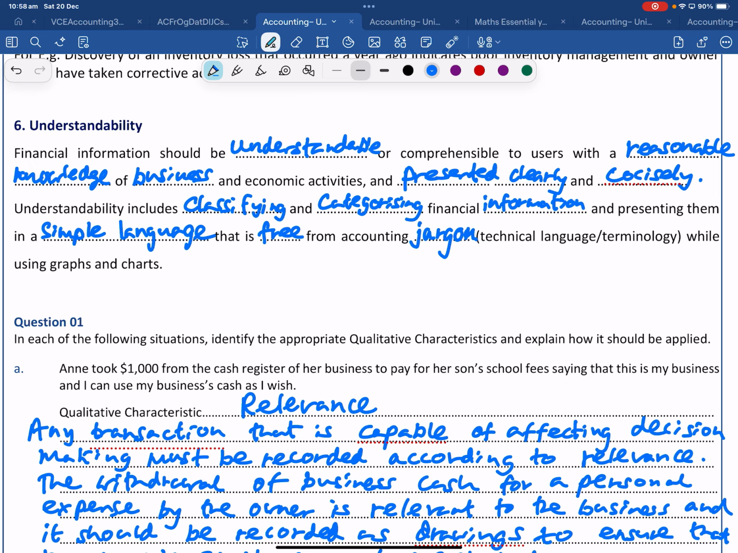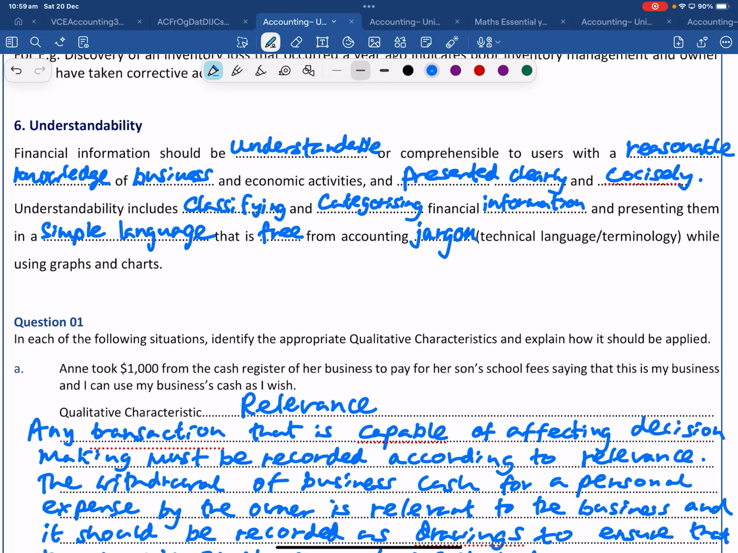Everybody shouldn't have to have done accounting at uni, okay? So if they have some reasonable knowledge about business and economic activities, they should be able to understand. So to make that possible, what should we do as accountants? We have to present information clearly and concisely, where we can't use accounting jargon.